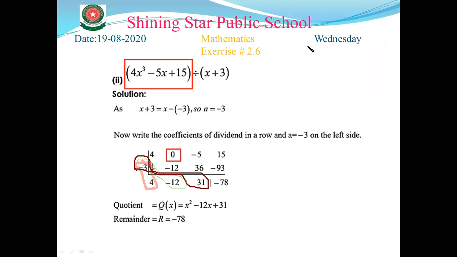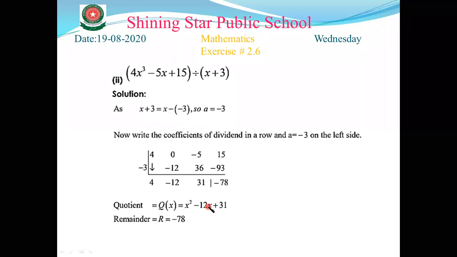Okay, very simple question. Now, the remainder is minus 78. How do we write the quotient? You can write the quotient starting from the last term. The last term is 31, that is the constant. After the constant, next is minus 12. After the constant, we have the variable with degree 1, so that's why we write x here. Now, next term is 4, so 4x square, which is the quadratic equation.